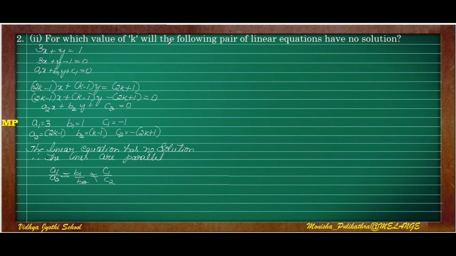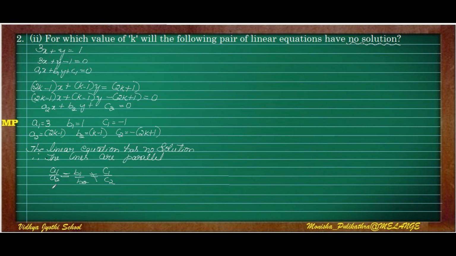Here, for which value of k the following pair of linear equations have no solution? So no solution in the sense the lines are parallel. Only if the lines are parallel, they will be having no solution. Okay, here the first equation and second equation is given. A1, A2, B1, B2 and C1, C2 have been classified here. In the question they have given, it has no solution, therefore the lines are parallel. For parallel, the condition will be A1 by A2 equal to B1 by B2 but not equal to C1 by C2.